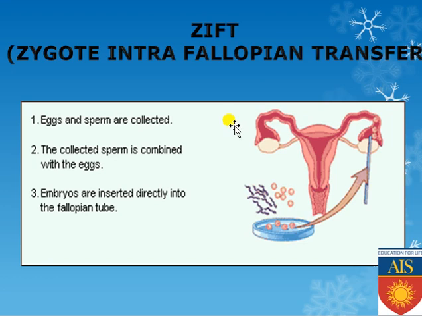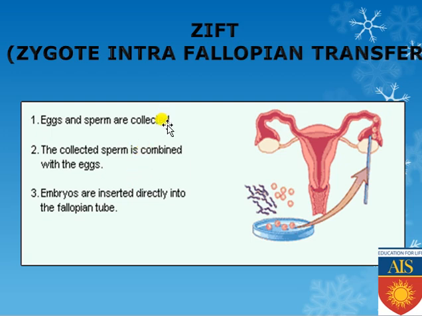ZIFT, zygote intrafallopian transfer. What should be done here? Eggs and sperm will be collected from the respective male and female individuals or couples. The collected sperm is combined with the eggs outside of the body, that is, in vitro fertilization will be performed. After that, the embryo, specifically the zygote, will be transferred or inserted within the upper portion of the fallopian tube. That means just after the isthmus ampullary junction, the zygote will be transferred, and when that zygote comes towards the endometrium portion of the uterus, within that time the blastula has been formed, and that blastula will further be implanted in the endometrial lining.